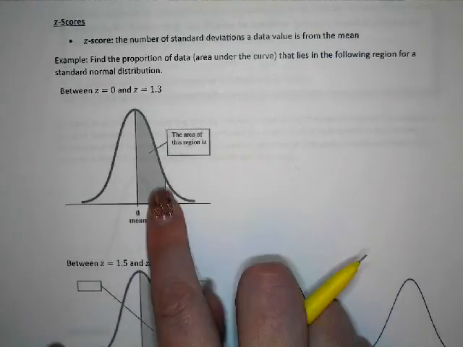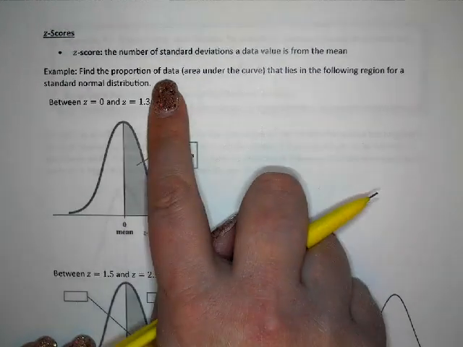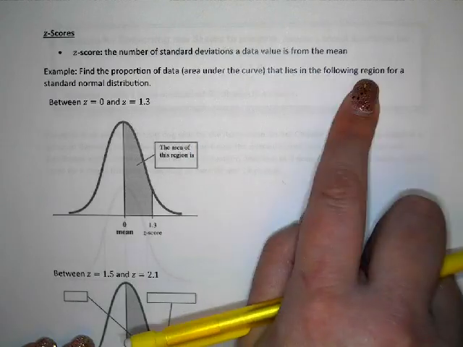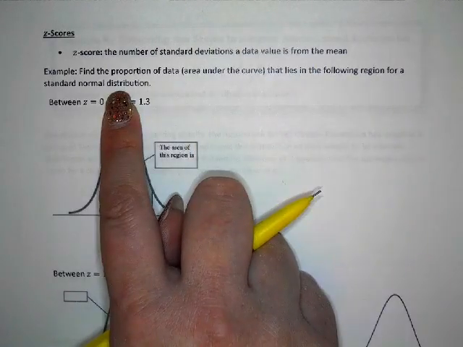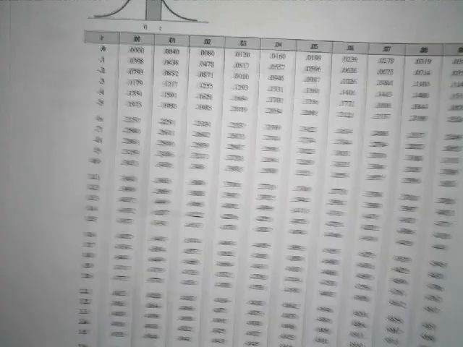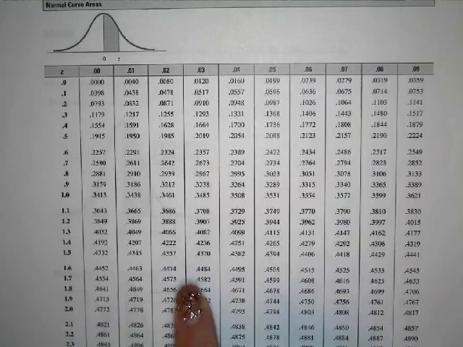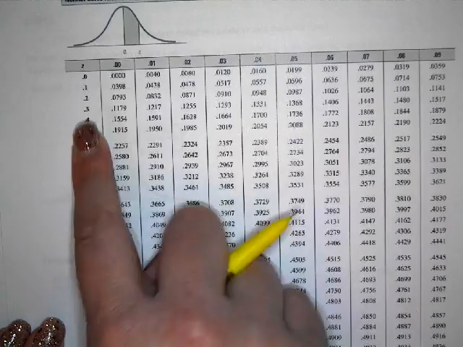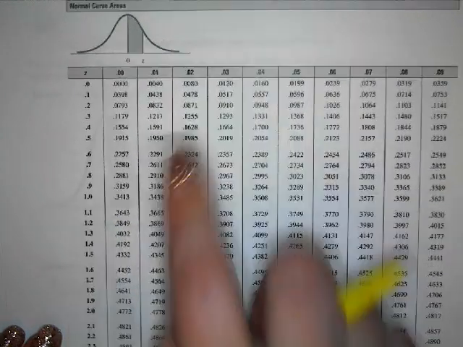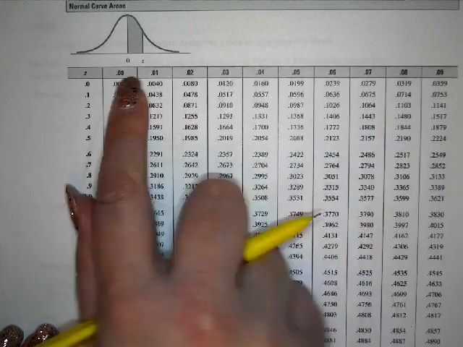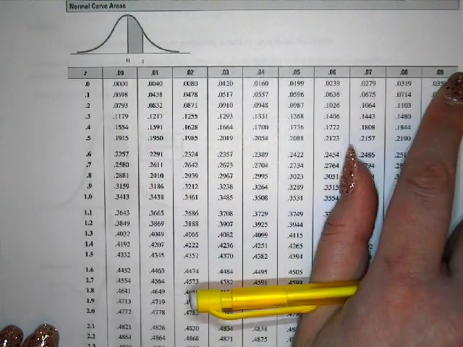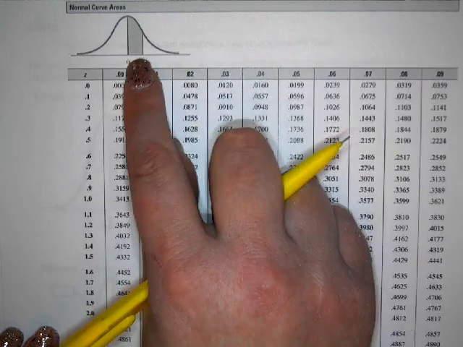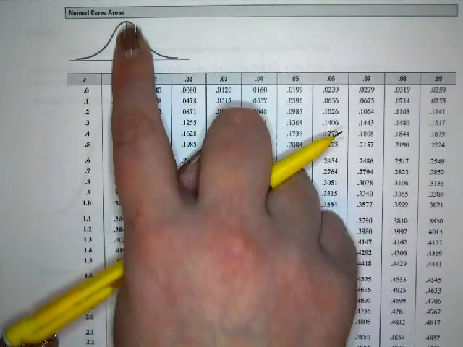So it says to find the proportion of data underneath the curve that lies in the following region for a standard normal distribution. So here is a table, and this is out of your textbook, but I went ahead and just copied the page and made it so you could print it directly from this. And the way that this works is you find the z-score, you look along the side for the whole number and the first decimal place, and then you look along this row right here for the second decimal place. And it gives you the area between the mean and the z-score.